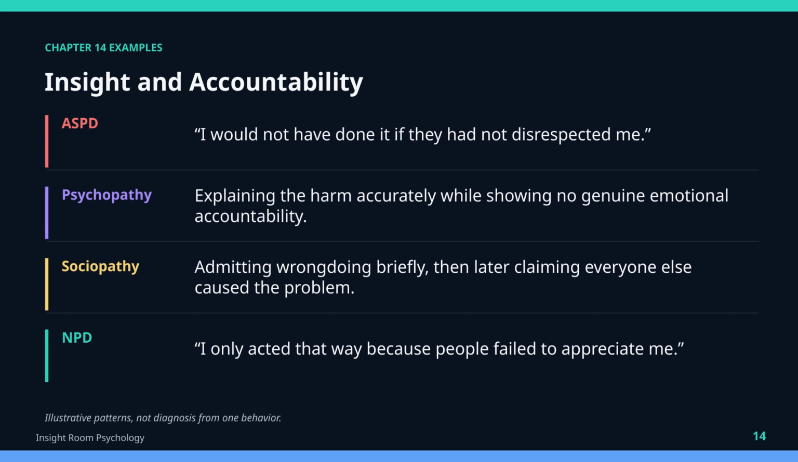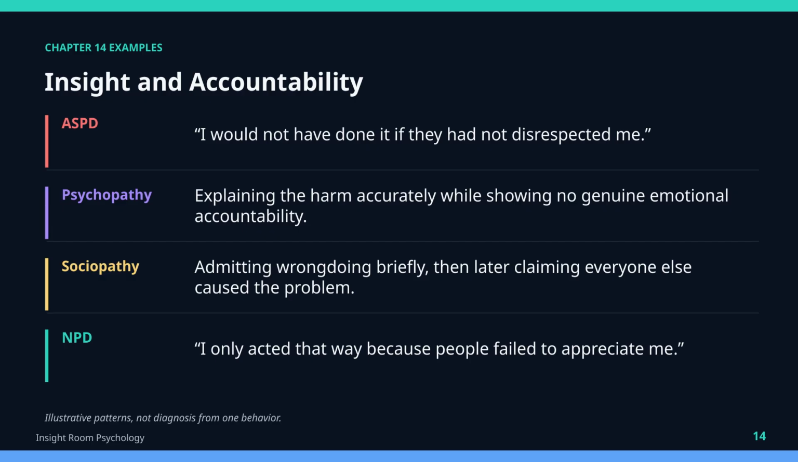With sociopathy, again, we do not have a formal clinical definition here, but people often use the term for someone who is often blame shifting, admits wrongdoing inconsistently, or cycles between apologies and repeated harm. For example, someone may briefly admit they were wrong, then later claim everyone else caused the problem.